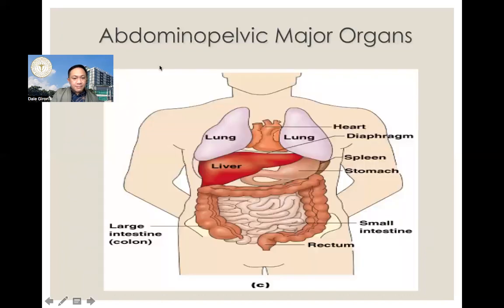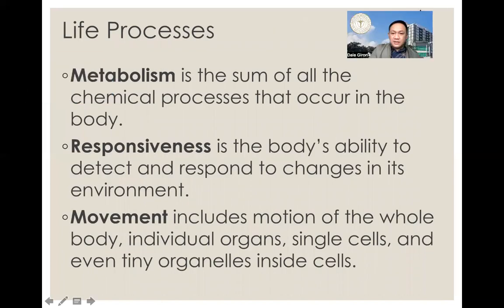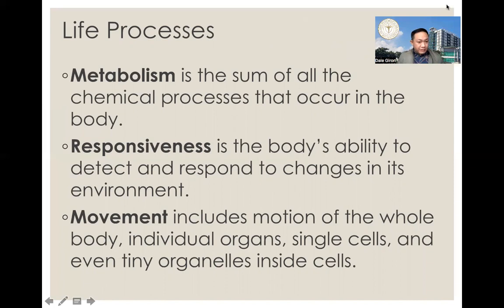Okay? All right, and then for the last objective for this specific topic, the life processes. Now, when we say metabolism, this is the sum of all of the chemical processes that occur in the body. Responsiveness is the body's ability to detect and respond to changes in its environment. And movement includes motion of the whole body, individual organs, single cells, every tiny organ inside the cell. We call that movement, no?